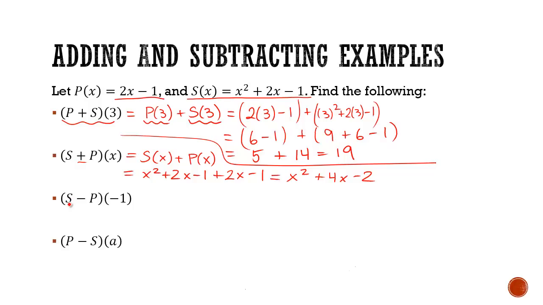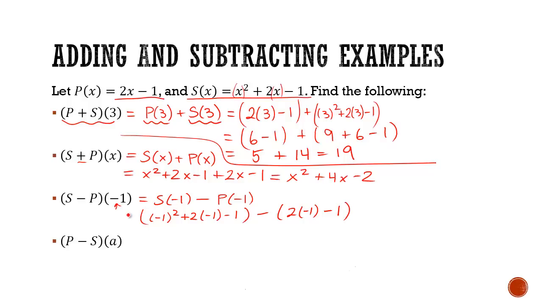In this next example, we have s minus p, so we're taking s of negative 1 and subtracting p of negative 1. Here, because of the negative, we need to have brackets. So s of negative 1 is going to be negative 1 squared plus 2 times negative 1 minus 1 minus p of negative 1, which comes from 2 times the input minus 1, which the input is negative 1 as well. And so be really careful with using little brackets for your variables, especially when you have a negative sign. The order of operations are going to be impacted that way.